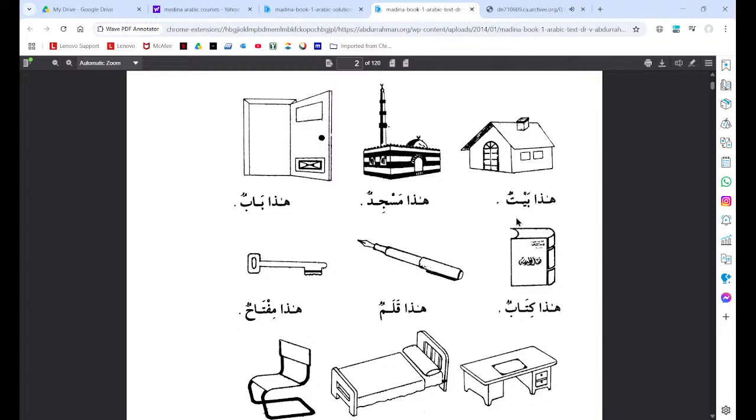Have a baytun. Now it's important that we pronounce the tanween at the end of all these words. Baytun, a house. Here, the complete meaning would be, this is a house. In Arabic, there's no word for is. It's assumed or implied when we translate it into English. This is how we understand it better in English.